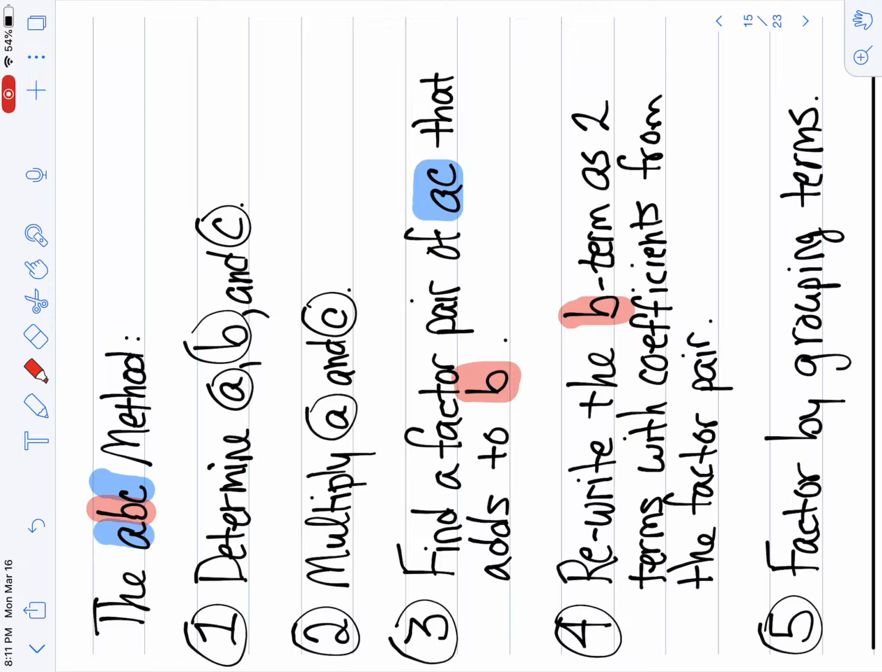And then, by splitting that middle term, we're going to have 4 terms. And if you remember correctly, we have a process from the last video on how to factor 4 terms, and that's factoring by grouping. So we're going to take the technique from the last video, and that's going to be our final step in this process. After we find a, b, and c, multiply them together, and find the factor pair, we write the middle term as 2 terms. Okay, so here's what we're going to do.